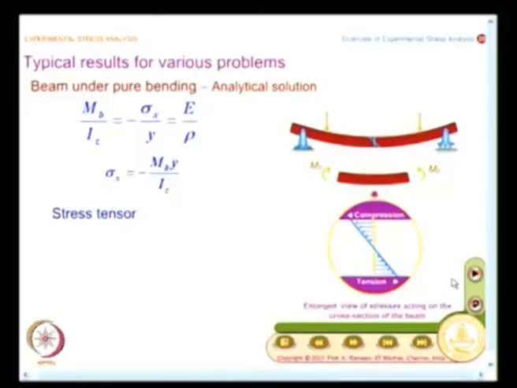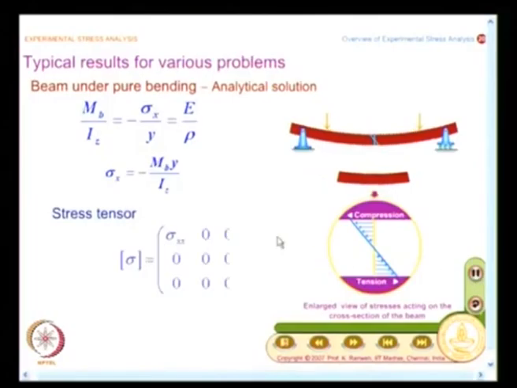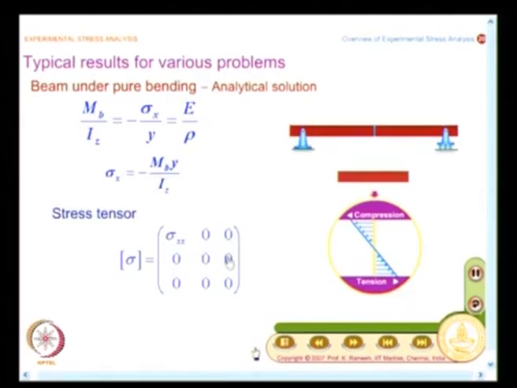So, when you say tensor, I have to plug this component into a 3 by 3 matrix appropriately, and fill the other components. In this particular example, for the stress tensor, only the component sigma x exists, all other components are 0.